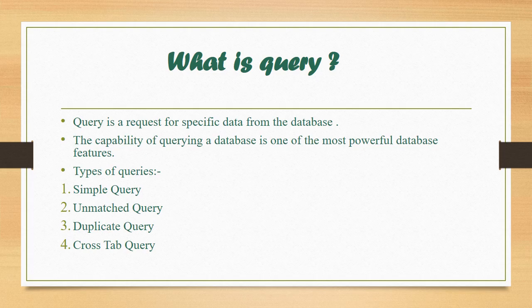Okay, and what are the types of queries? Queries are of four types: simple query, unmatched query, duplicate query, and cross-tab query. Simple query is used to ask some particular questions about data in the database, and second is unmatched query. Unmatched query is used to find the records from one table that do not have corresponding values in the second table.